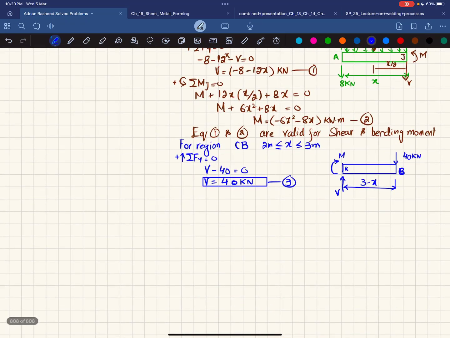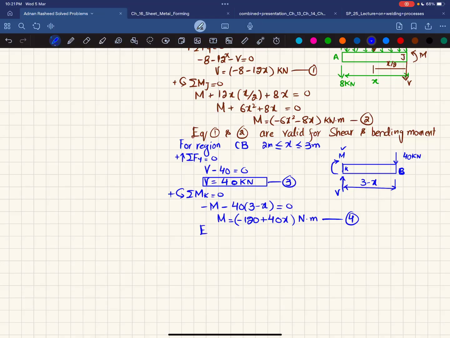Yes, BC. Now we'll find this M by using the equation sum of all moments about point K is equal to 0, taking the counterclockwise moment as positive. So you can see this reaction moment which is clockwise, minus 40 kilonewton load into the perpendicular distance 3 minus x, which is producing clockwise. So their sum must be equal to 0. So I will write it over here that M will be equal to minus 120 plus 40x, and the unit will be kilonewton meter.